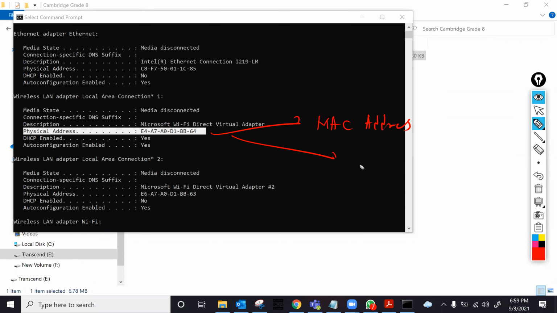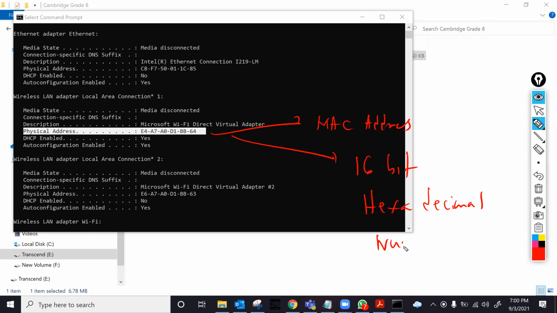It is represented in the 16-bit hexadecimal number system. Normally, the first part, this one is E4, my one is E4, A7. Can you write this in your book? Whatever you want, I will tell you. Okay, sir.